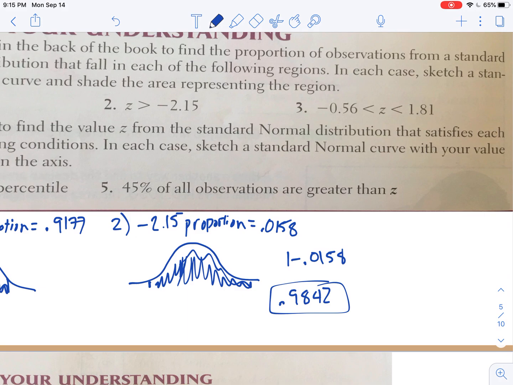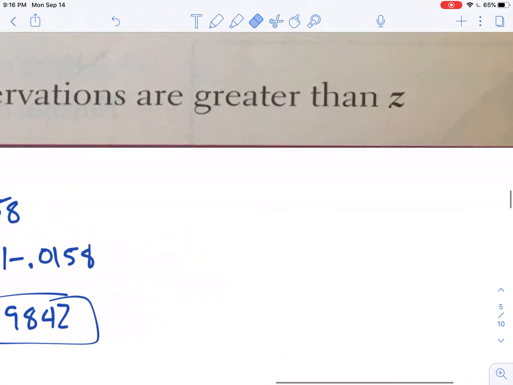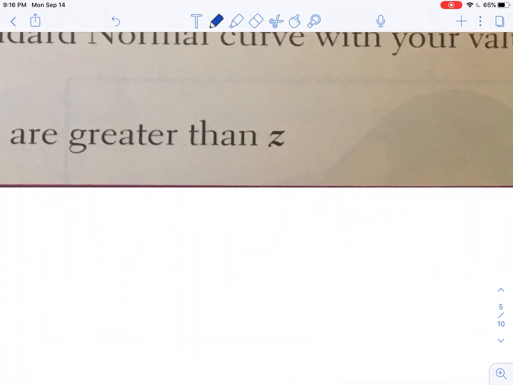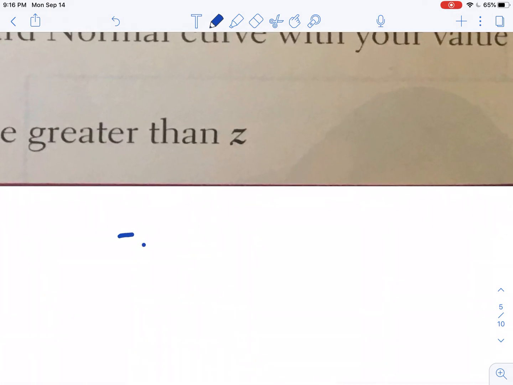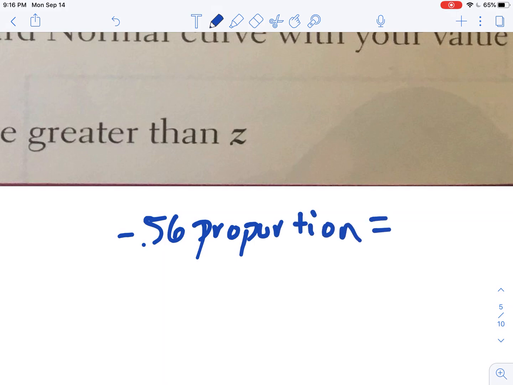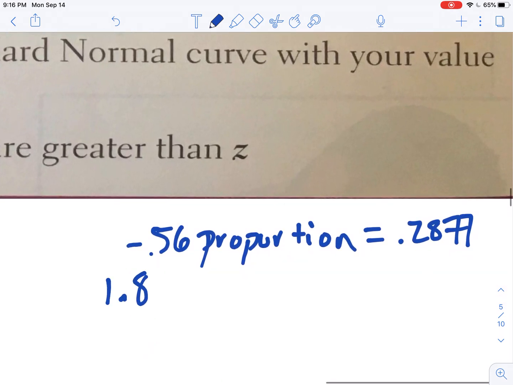The last one we have is number 3, and that one is asking us to figure out what is the proportion of z-scores that exists between two z-scores. So what I will do there is figure out, A, what is my proportion for negative 0.56. I go to negative 0.5, I find negative 0.56, and that proportion is 0.2877. What is your proportion for a z-score of 1.81?